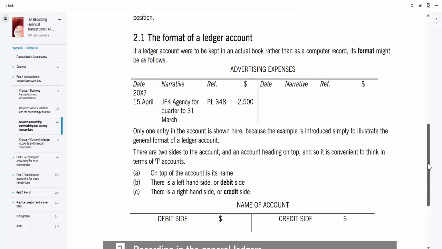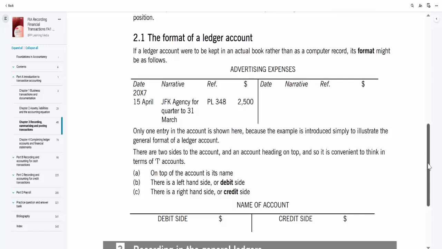This format ensures transactions are properly organized and easy to reference when preparing financial reports. Understanding this format is essential because it is the foundation for recording transactions into the general ledger, whether manually or using a computerized accounting system.